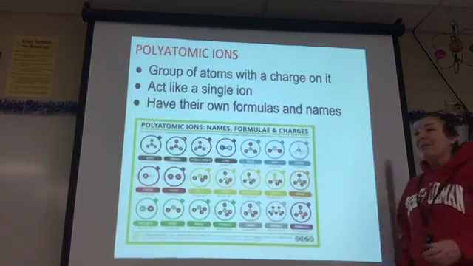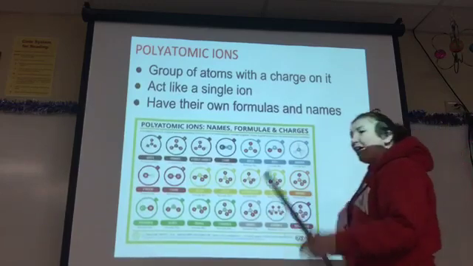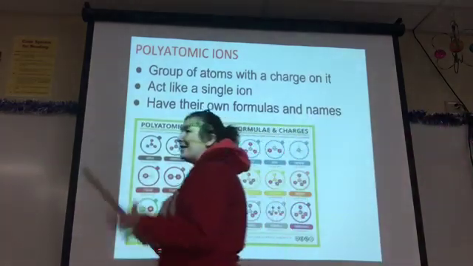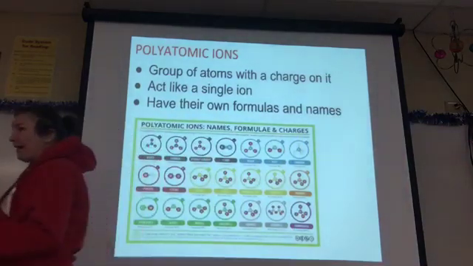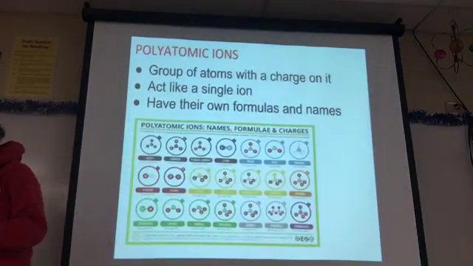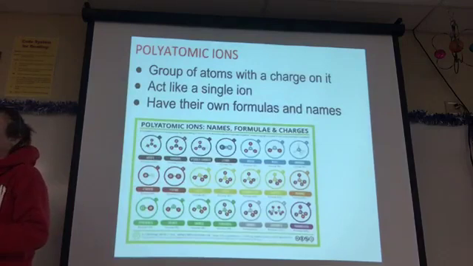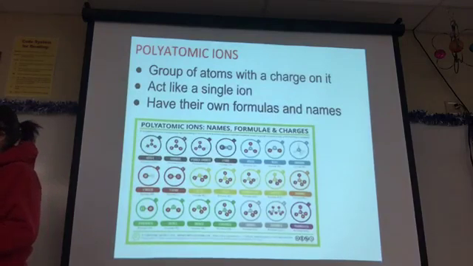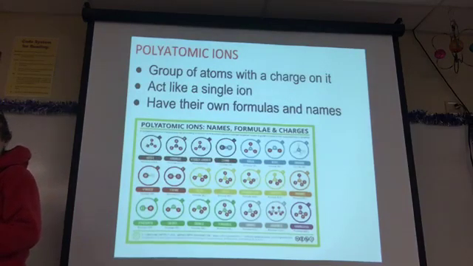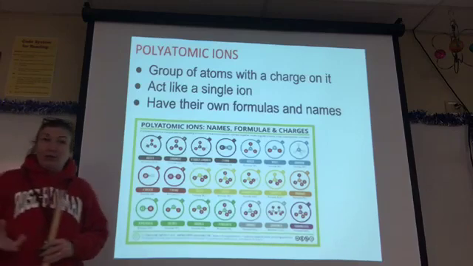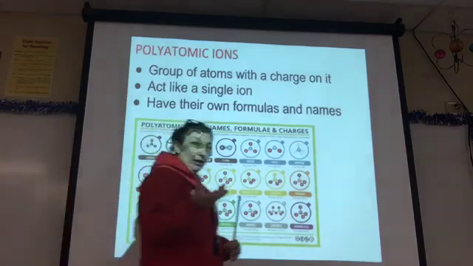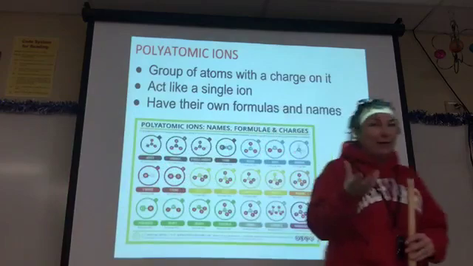Now, polyatomic ions are covalently bonded atoms. They're a group of atoms that are bonded together and have their own formula, their own name, and their own charge. They act like a unit. They act like an anion, all by itself.